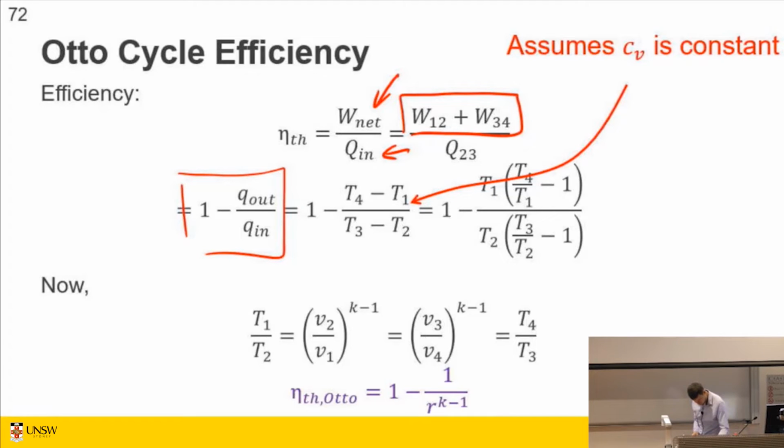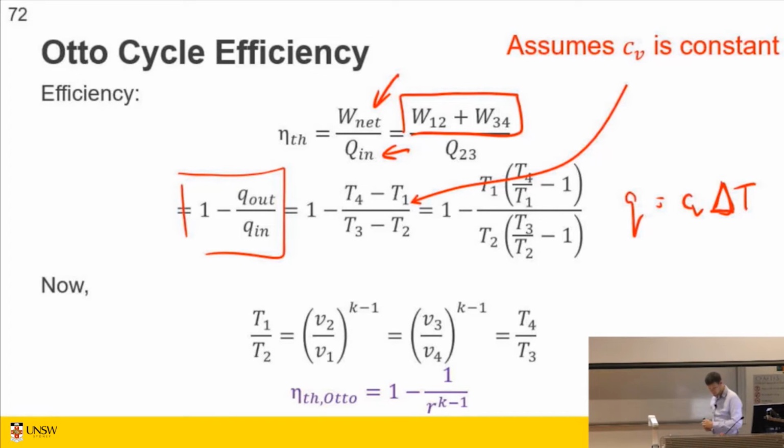If Q equals CV delta T, and you assume constant specific heats, which you can do over small temperature ranges, it's not perfect over larger temperature ranges, then you can just take the temperatures, right? Your Q out becomes the difference in the temperatures, and your Q in becomes the difference in the temperatures. CV divides out on the top and bottom, right? You can take T1 divided by T2 out the front and you're starting to develop some ratios.